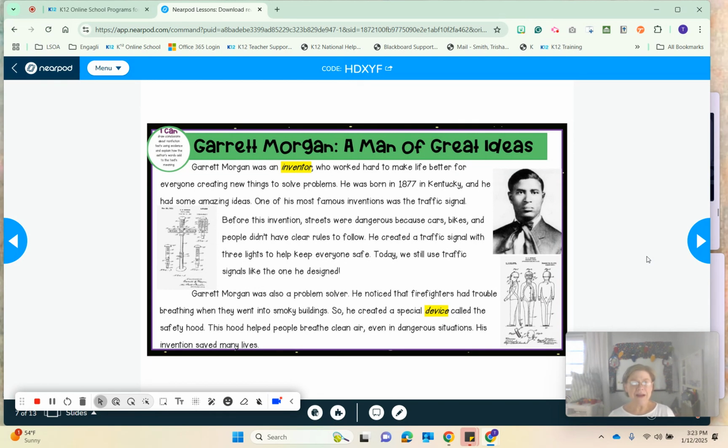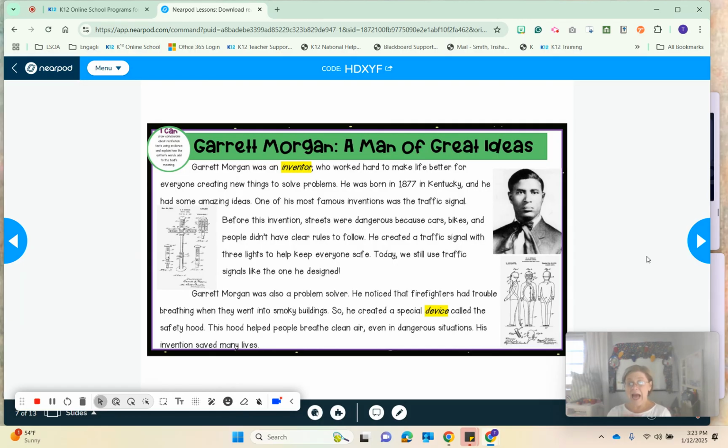Based on the clues, and I've heard that word before, but based on the clues in this sentence, in this first paragraph, I can figure out what the meaning is if I don't know 100% what it means. So Garrett Morgan was an inventor who worked hard to make life better for everyone, creating new things to solve problems. So within that first sentence, it has inventor, and then the definition or the clues that help us develop a definition for inventor is right there. An inventor, based off of what this passage is telling me, is someone who creates new things to solve problems.